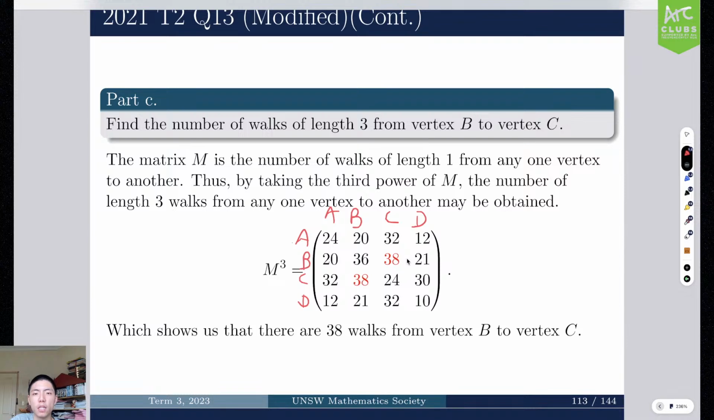So if we wanted to go from B to D, then there would be 21 ways that I can do this with a walk of length 3. So this power essentially just incorporates the length of the walk that we want to consider here. So the answer to this would be that there are actually 38 different walks that we can take to go from B to C.